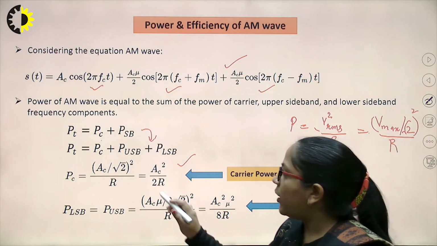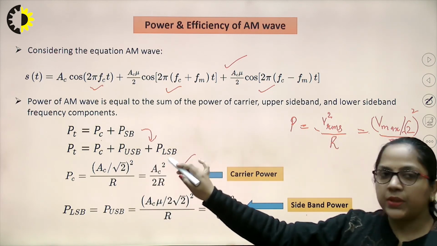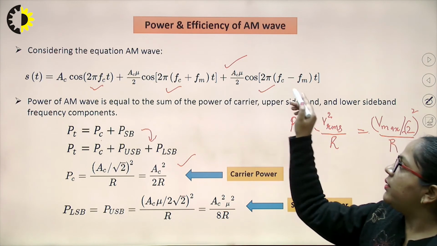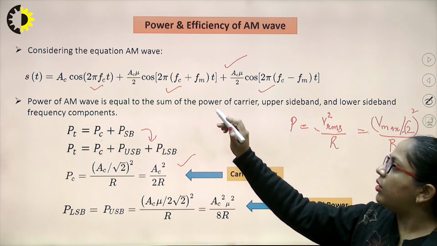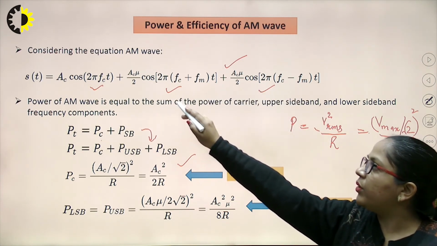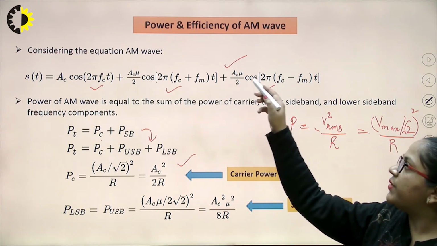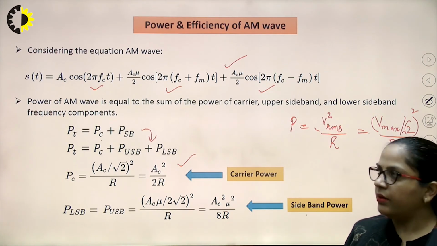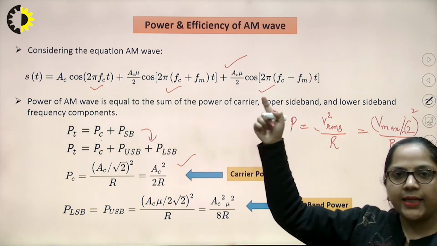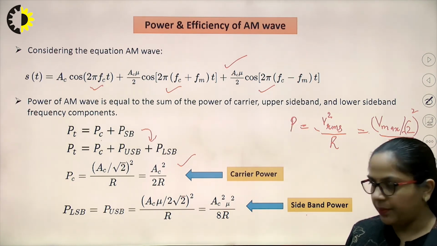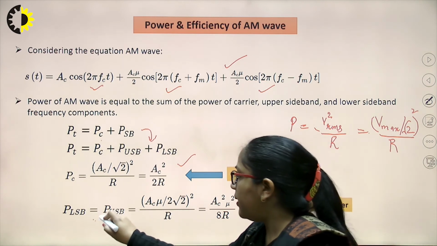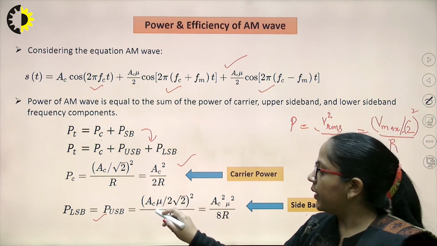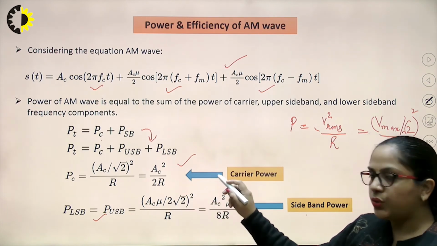Next we can calculate the power of the lower sideband and upper sideband in a similar manner. By observing the equation, we can see that the amplitude of the lower sideband as well as the upper sideband is the same. So we will get the same power in the lower sideband as well as the upper sideband. The power of LSB and USB is the same, which is equal to AC mu divided by 2 root 2, whole square.